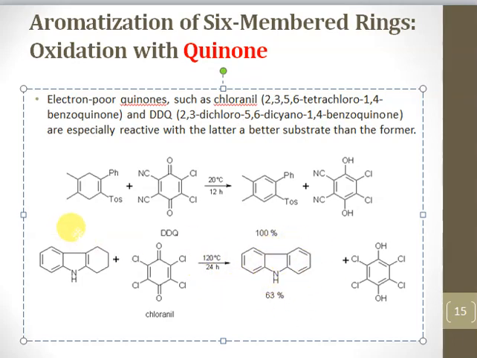The mechanism will be the same. Firstly, we will have a transfer of hydride from our molecule to this chloranil, forming hydroquinone, and then the hydroquinone will pick up a hydrogen in the form of proton from the molecule. So we'll get a hydroquinone, and we will get the product which is aromatized here, and the yield is 63%.